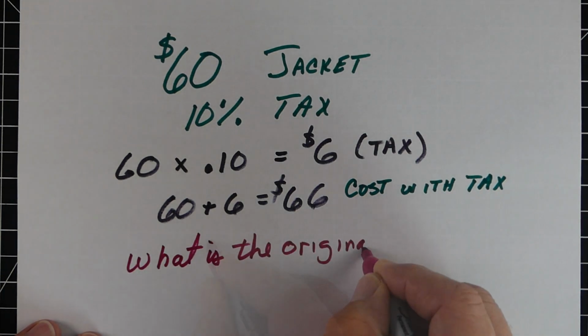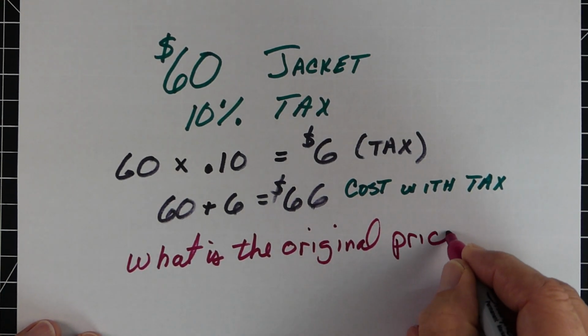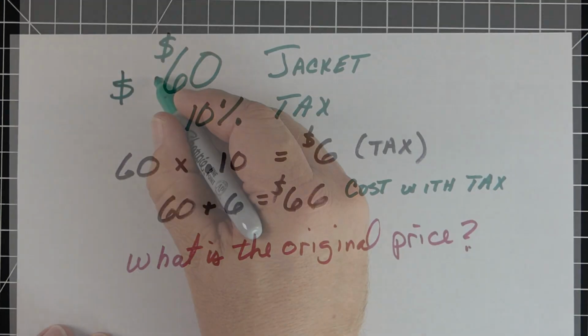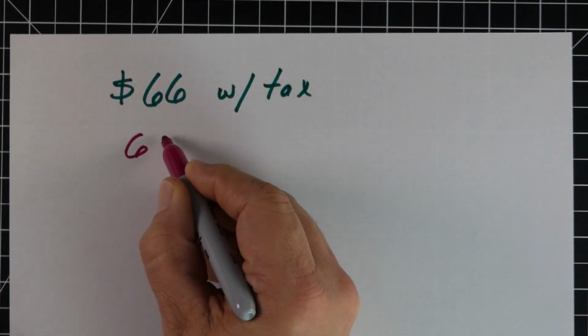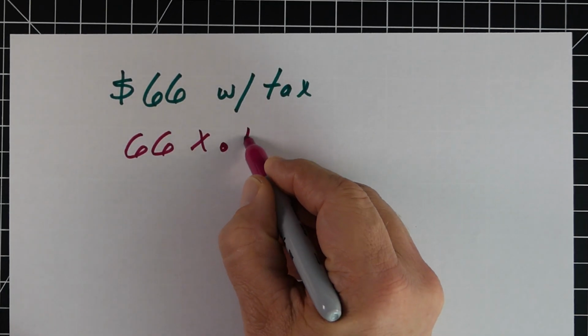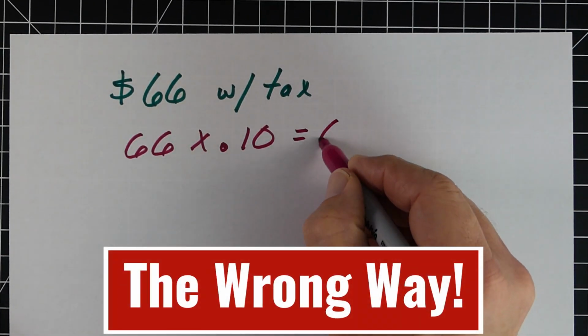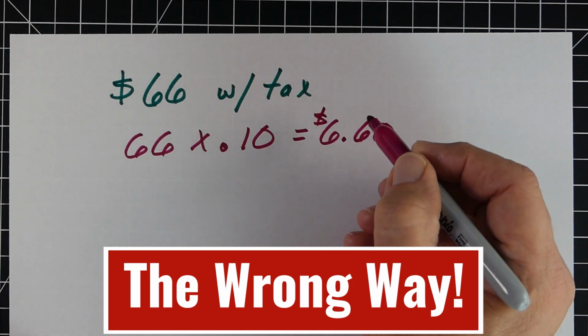Now, in this video, we're focused on finding the price of the original. So what is the original price? Let's say the question was this: if you have a $66 jacket with tax and the tax was 10%, how do you find the original amount? Now, this is the number one wrong way people do it.